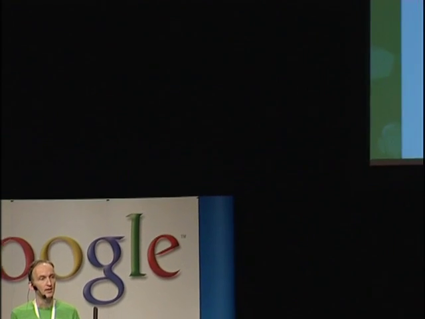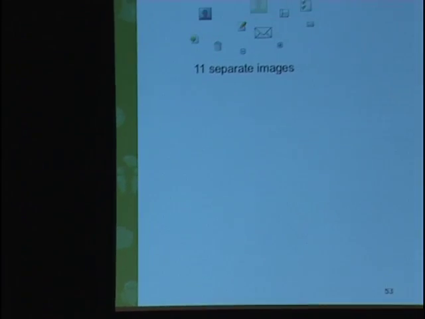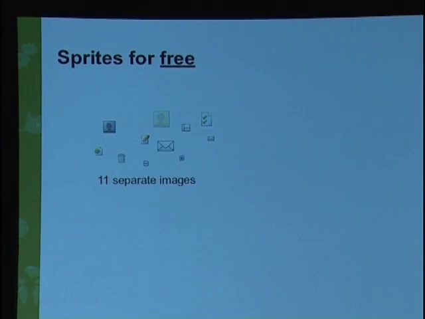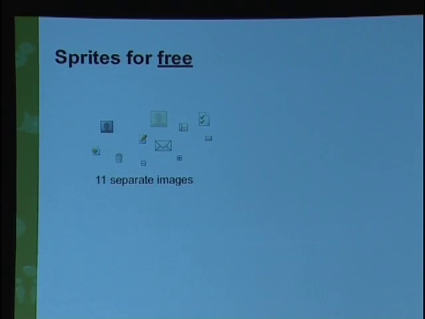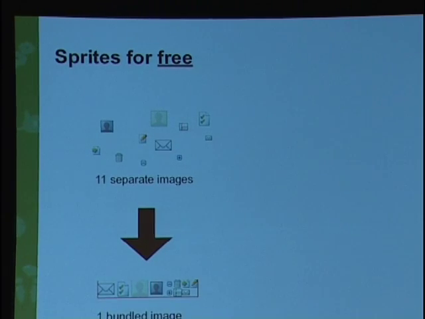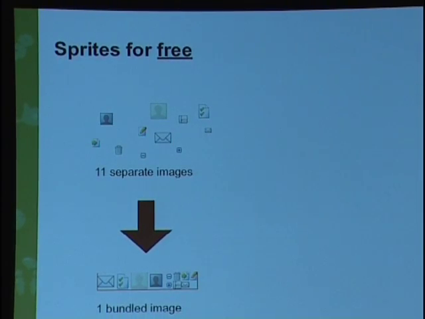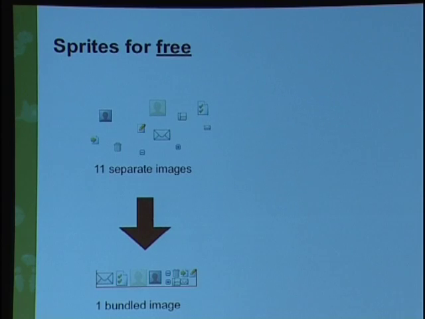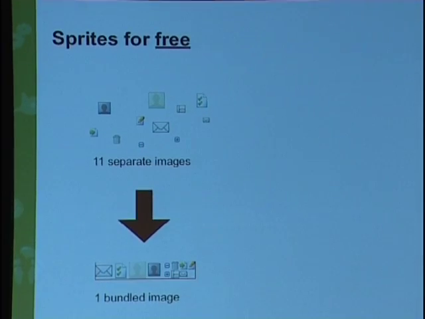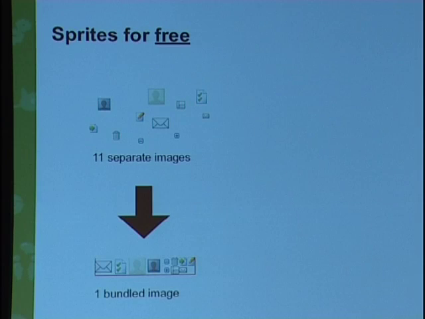It basically gives you sprites for free. Let's say I have an application with 11 images in it. Now, if you remember from the latency slide, this means 11 round trips to the server. 160 milliseconds, 11 times. That's quite a bit of latency. What if we could take all these images, bundle them together into one image, and then that would be one HTTP fetch? We could save 10 times 160 milliseconds. That's 1600 milliseconds, or 1.6 seconds. That's a huge savings. My application can now start 1.6 seconds faster.